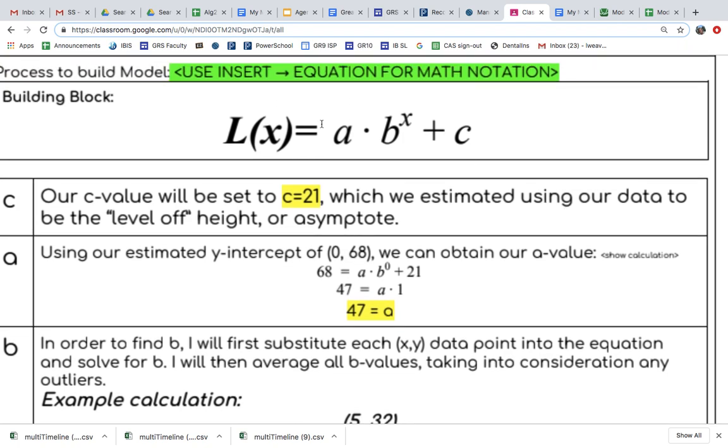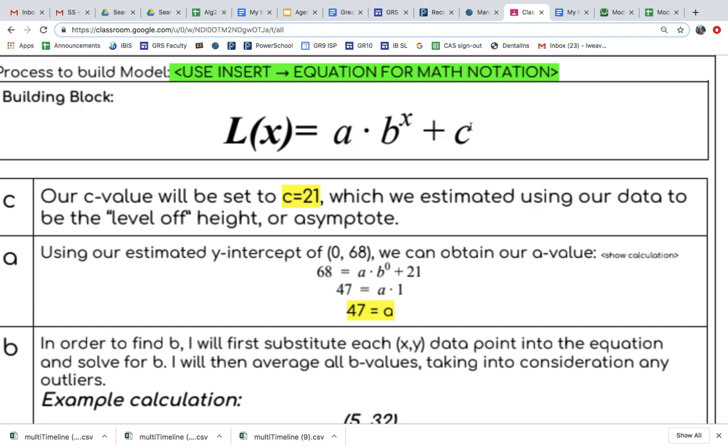So you always go back to your building block, L(x) equals a times b to the power of x plus c. This is actually y equals. My project is listeners in terms of rank, so that's why I label it L(x), but you might have a different one. So y equals 68 becomes our y value, 0 becomes our x value, and we can see that b to the power of 0 is just 1, so if I subtract 21 on both sides, 47 equals a times 1, and therefore 47 equals a. So now I have my a value and I have my c value.